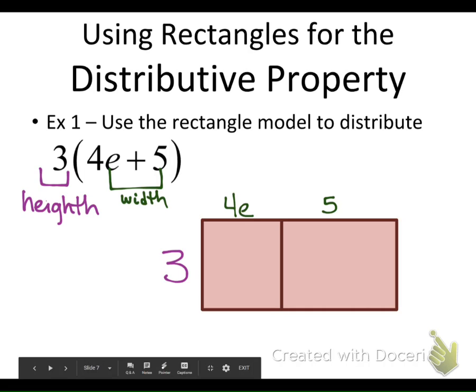Okay, so we've taken our numbers, we've labeled our rectangles, and so now we can find the area of each rectangle. So I come into my rectangle, area equals what times what here? 3 times 4e. Because we're going to take the height times the width, which equals 12e. And then we find the area of my second section of my rectangle. So again, I come area equals, what's my height? 3 times my width, 5, which equals 15.